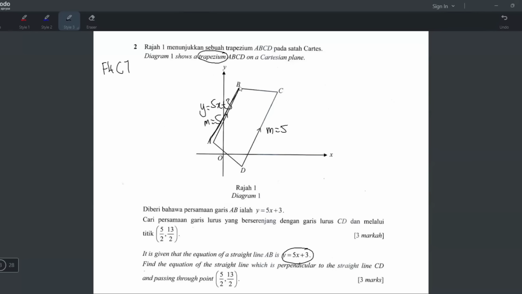So tell me, where is the y-intercept of this line? It will be here, right? So this is actually 3, right? But I don't think I'll be using this.